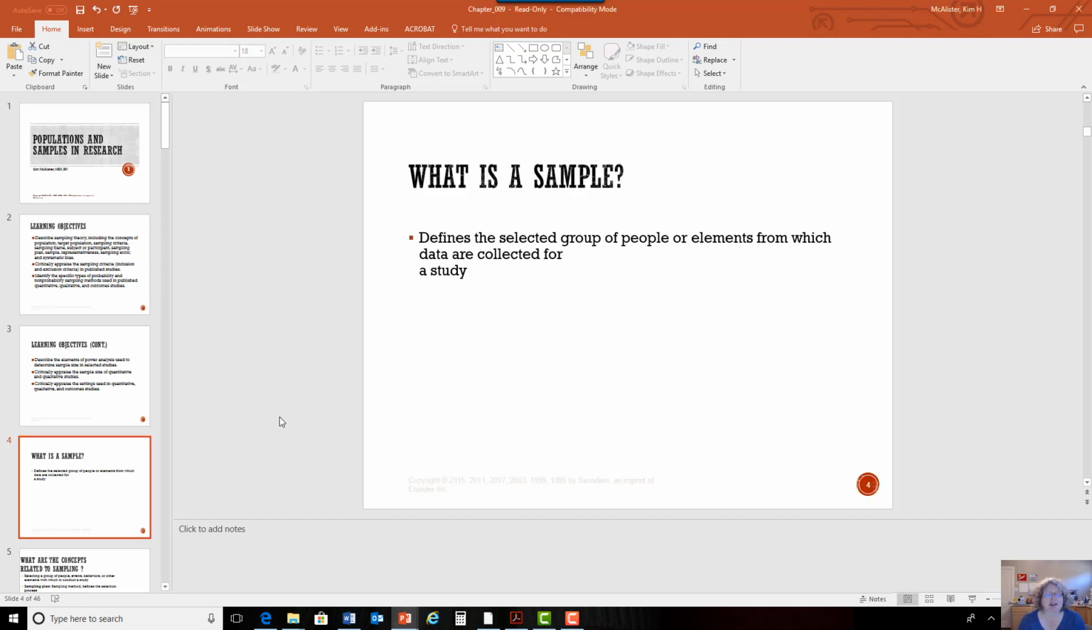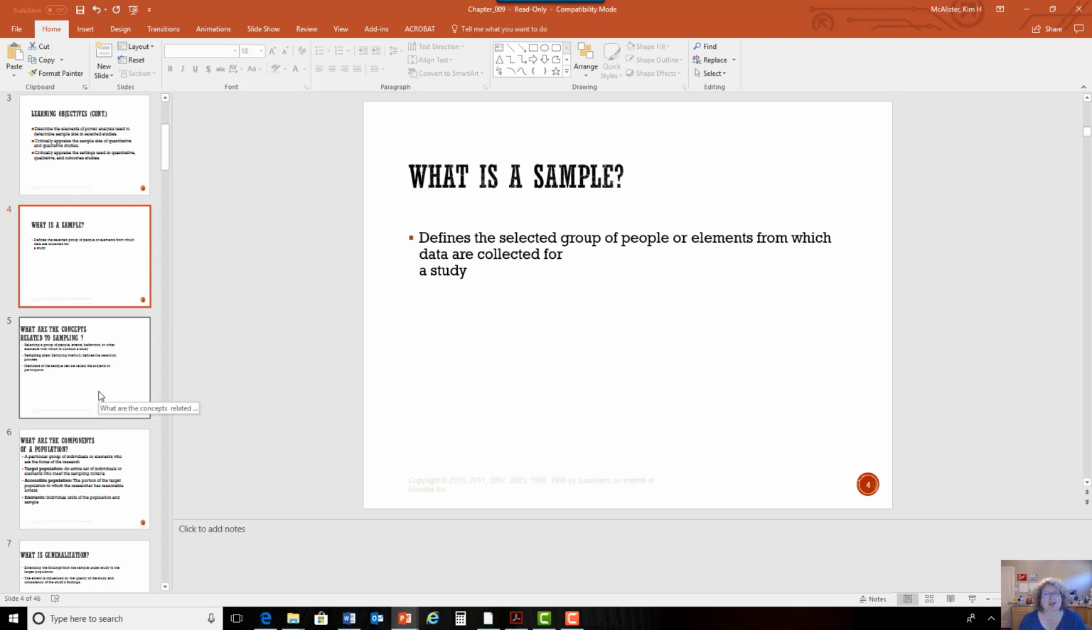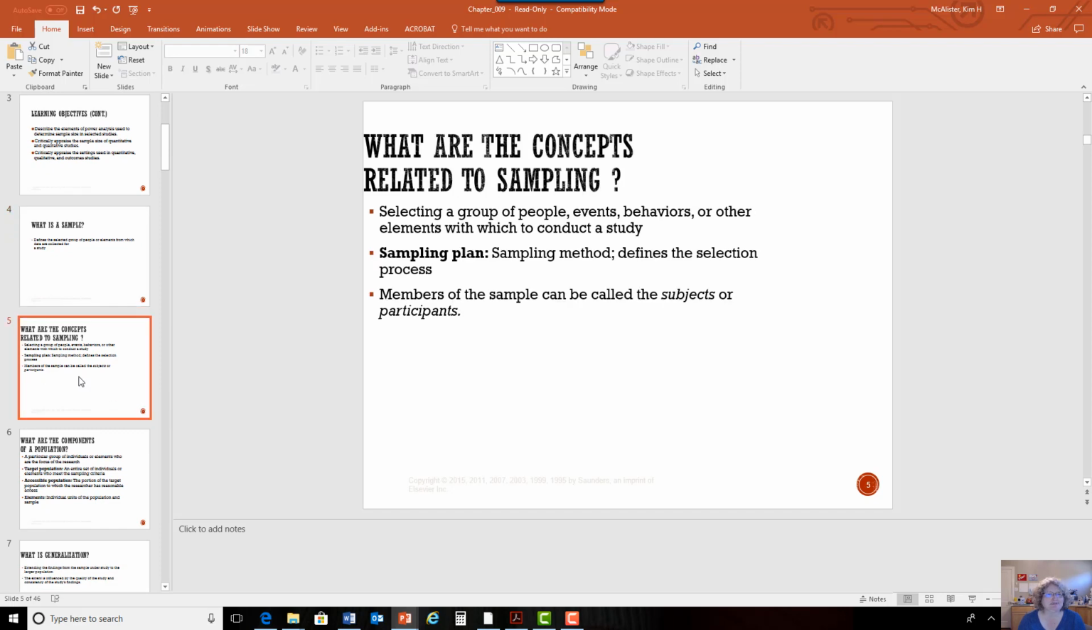So first of all, we need to understand what a sample is. A sample is the group of people or things from which data are collected for the study. So they're the people in your research study. So how do you collect samples? What are some of the things you need to know?